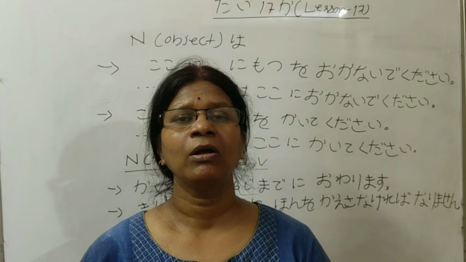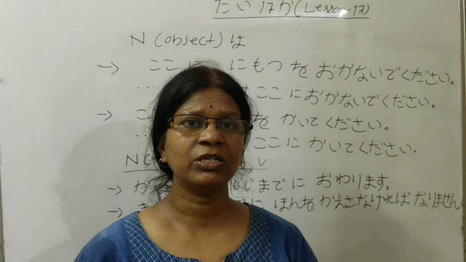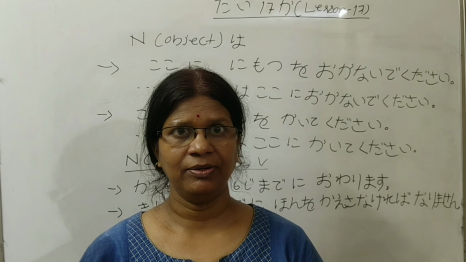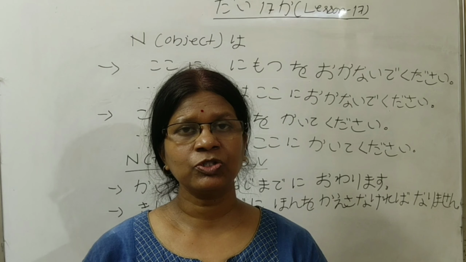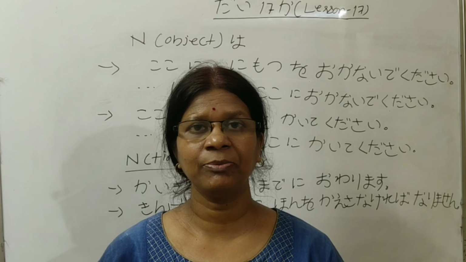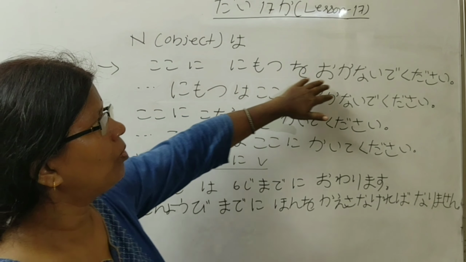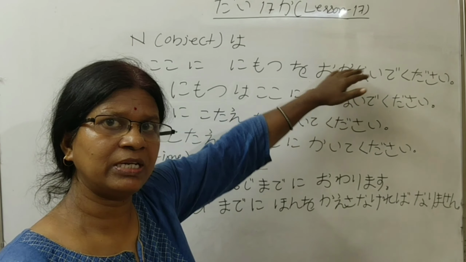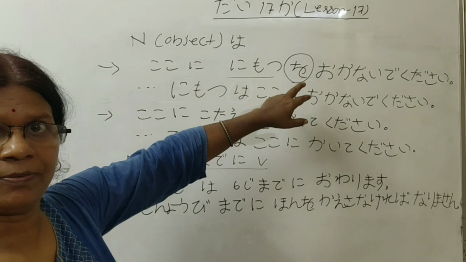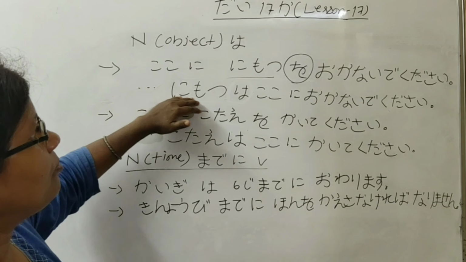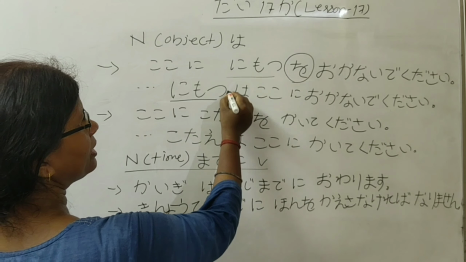Next, we are going to learn noun, object, verb, particle wa. Before, we learned that when the direct object comes to the verb, that direct object takes the O particle. But here it can take the wa particle when it is used as the topic of the sentence. Look at the example sentence. ここに荷物を置かないでください。What we learned in our previous lesson, in lesson 6. 荷物 is the object, so it takes the O particle. But in this sentence, 荷物はここに置かないでください。Here, 荷物 is the topic of the sentence, so it takes the wa particle.